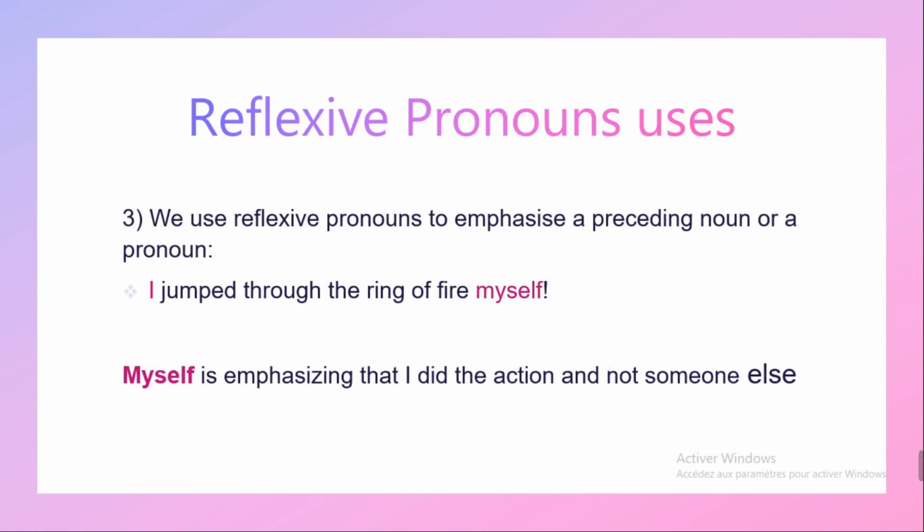Third use of reflexive pronouns. We use reflexive pronouns to emphasize a preceding noun or a pronoun. Example, I jumped through the ring of fire myself. Here we're emphasizing myself to tell that I did the action and not someone else. Of course, we can just say I jumped through the ring of fire and stop right there. But here we added a reflexive pronoun to emphasize the noun or the pronoun, which is here the I. Okay?